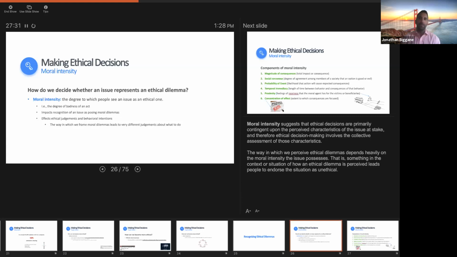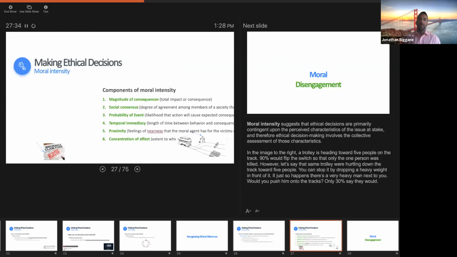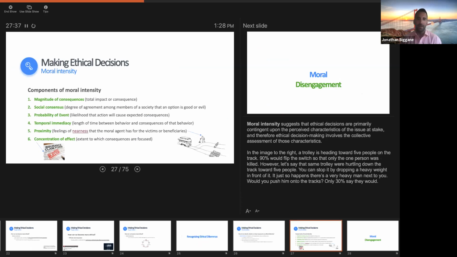So this is affected by a couple of different things. First, it's impacted by magnitude of consequences. We determine moral intensity by the total impact or consequence that it has on someone else. If the impact is significant, we might deem it to be high in moral intensity. And if it's not, like the quarter, then we might think it's irrelevant. Social consensus is another. The norms that we have tend to play a pretty big role in whether or not we see issues as ethical or not. How much society agrees this is a bad act determines the moral intensity of a situation.